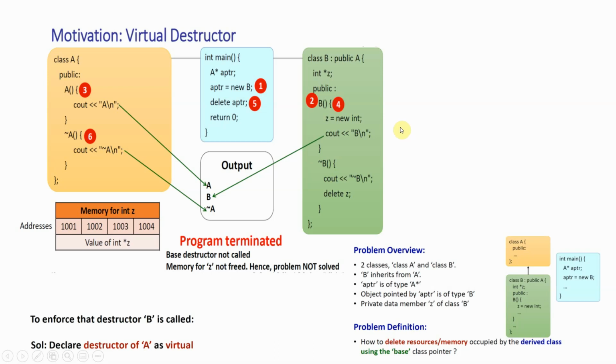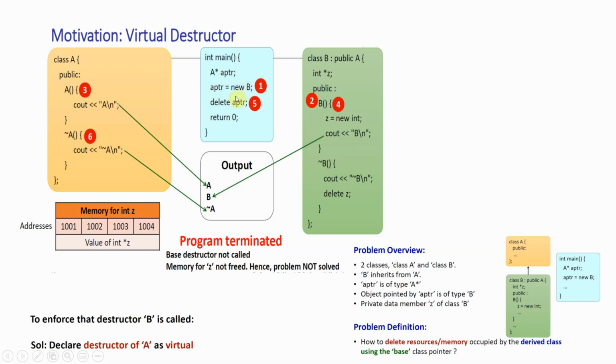What is the solution for that? The solution is to convert this from early binding to late binding, from static binding to dynamic binding. We want to make sure that when we do delete aptr, it calls the destructor from class B, because aptr is pointing to an object of class B.